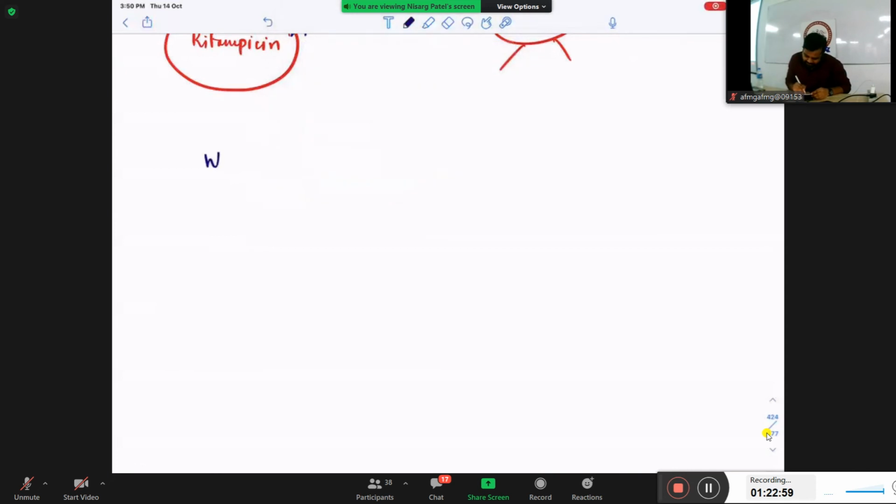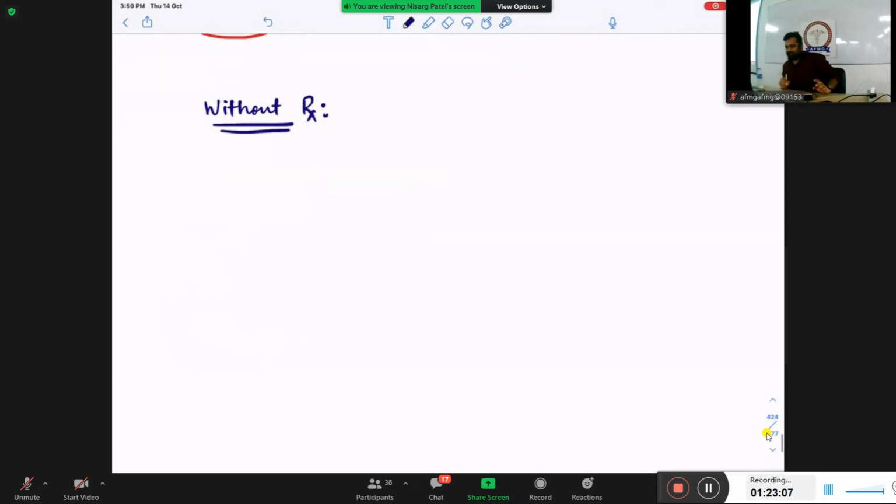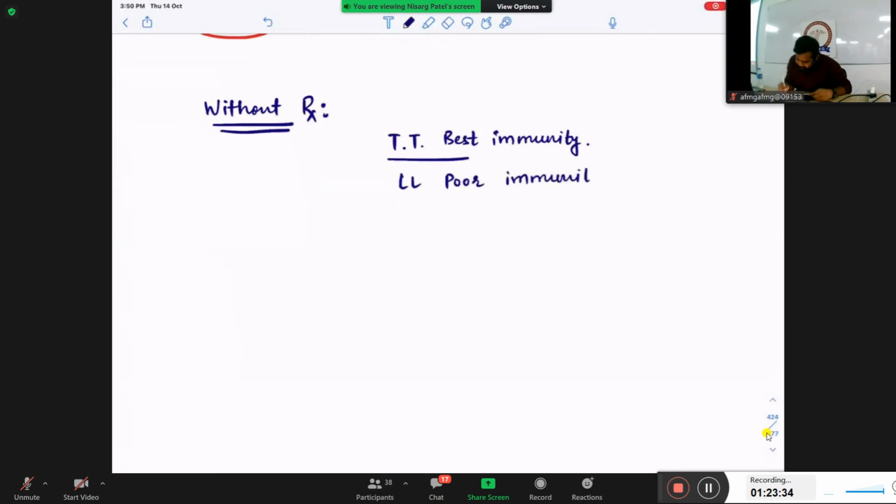Without leprosy treatment, without a treatment means you haven't given the treatment yet. So what is the takeaway? PT has the best immunity. LL has a poor immunity.